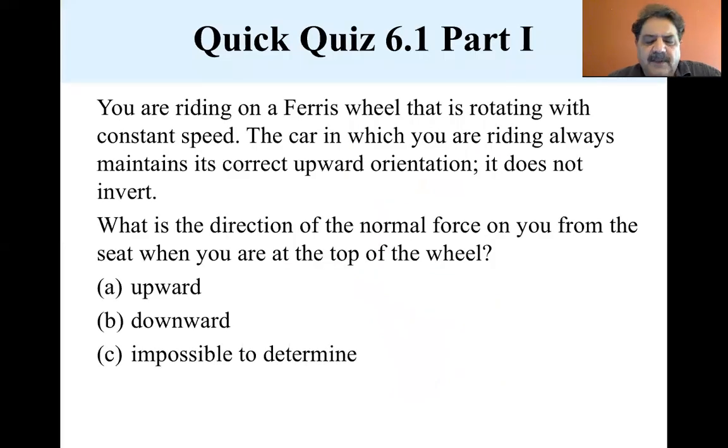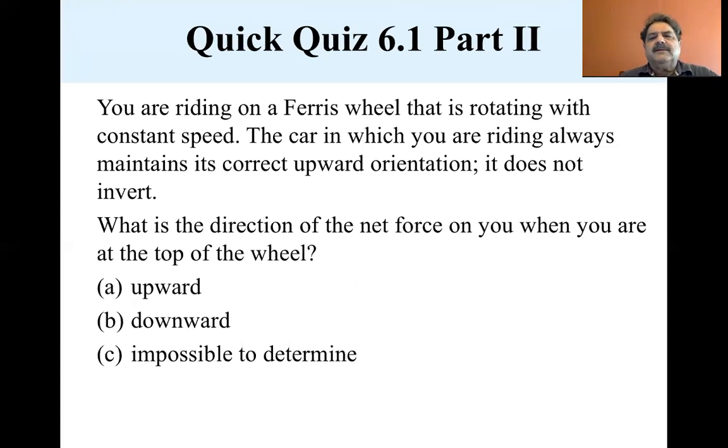So let's take a little quick quiz. You are riding on a Ferris wheel that is rotating with constant speed. The car in which you are riding always maintains its correct upward orientation. It does not invert. What is the direction of the normal force on you from the seat when you are at the top of the wheel? Is it upward, downward, or impossible to determine? Well, it's upward. If you're not flying off the seat, then the normal force is supporting you. It's upward.